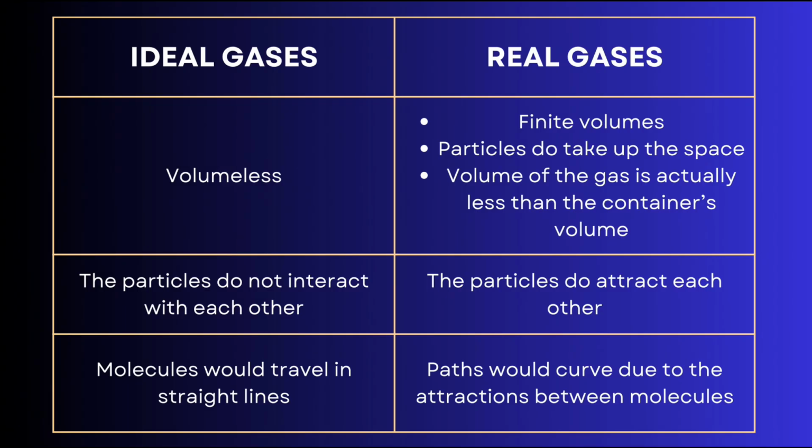And from here we can identify two different gases, which is ideal gases and real gases. Ideal gases are volumeless, whereas the real gases have finite volume. The gas particles do take up space, and the volume of the gas particles is actually less than the container's volume. The particles in ideal gases do not interact with each other, whereas for real gases, the particles do attract each other and also interact with each other. The molecules in ideal gases would travel in straight lines, whereas in real gases, the paths would curve due to the attractions between molecules.